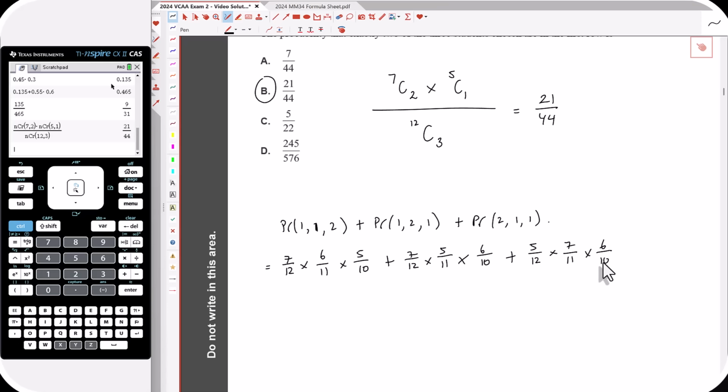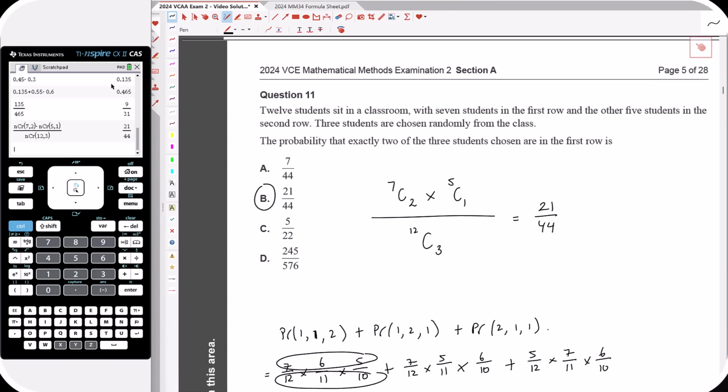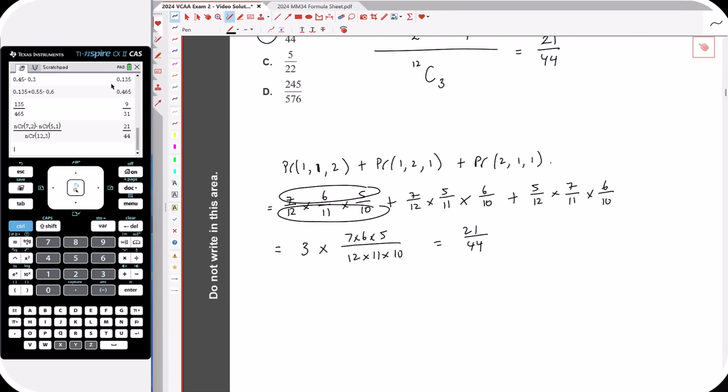So essentially, if we look at each of these fractions, the numerators are all going to be 7 times 6 times 5. The denominators are all going to be 12 times 11 times 10. So we actually just have 3 lots of 7 times 6 times 5 over 12 times 11 times 10. And that should give us the same answer we've got up there. But the combinatorics is actually a much more efficient way to go about doing it. So part B, option B, I mean.